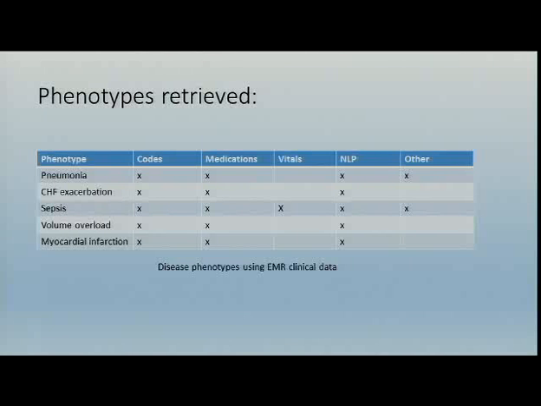Well, if you're going to take a stab at this, it's probably going to look something like this. You're probably going to get a lot of signals for pneumonia. There are codes, there are medications. You can do some NLP and get that from the notes. And there are some other structured data that you can get as well. Heart failure, sepsis, volume overload, myocardial infarction. All of these have what many of us use as elements to phenotype and determine what this patient had.